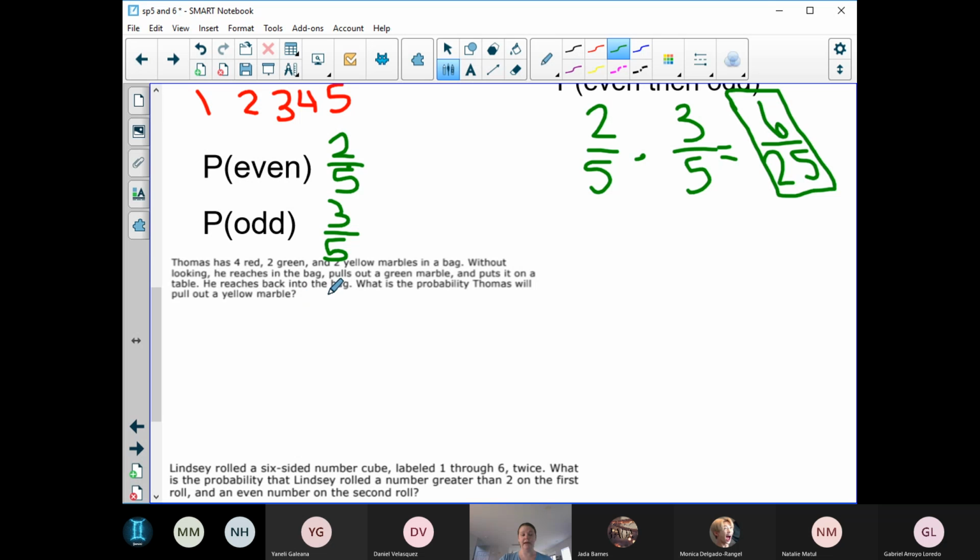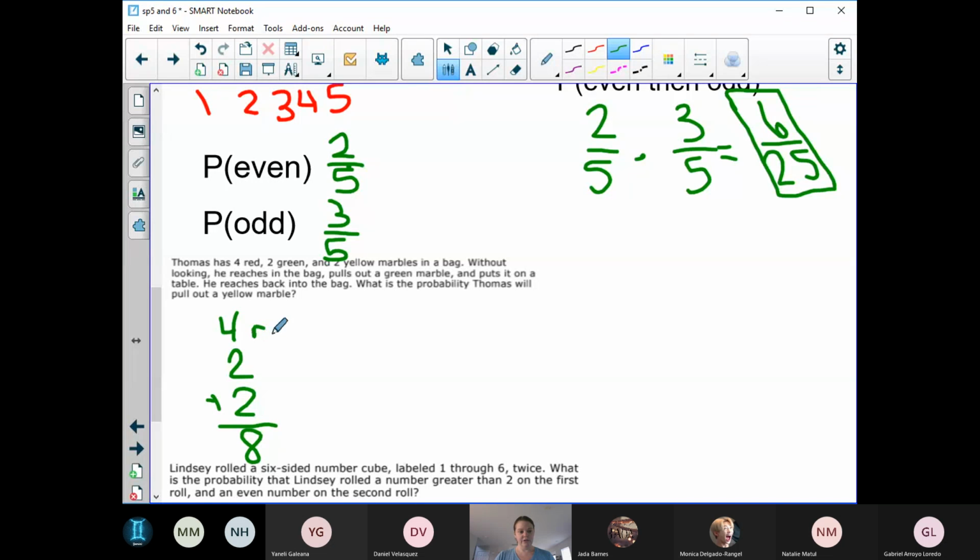He reaches into the bag. What is the probability he will pull out a yellow marble? So let's figure out how many marbles are in the bag to start. 4 red, 2 green, and 2 yellow. So if I add 4 plus 2 plus 2, how many marbles does he start with? Right, 8.